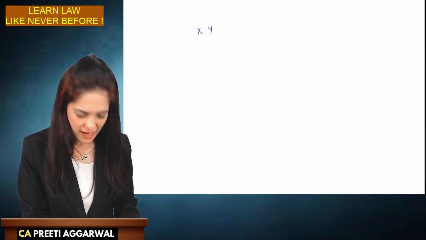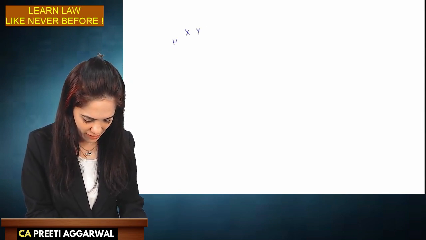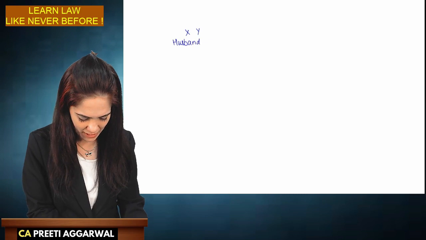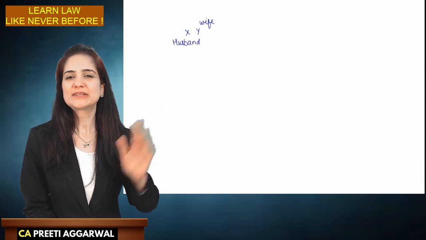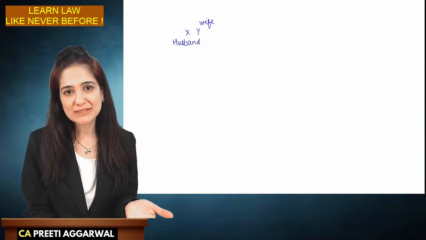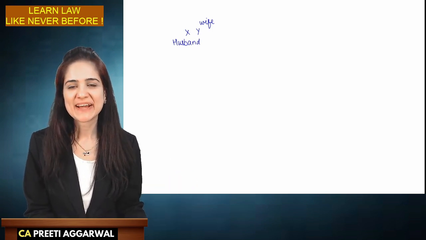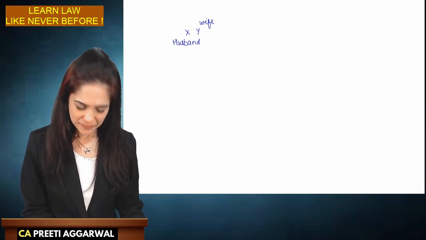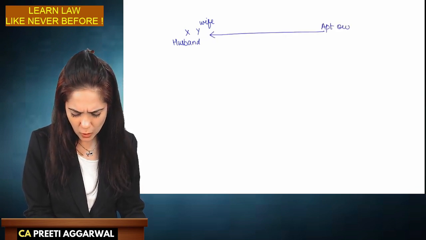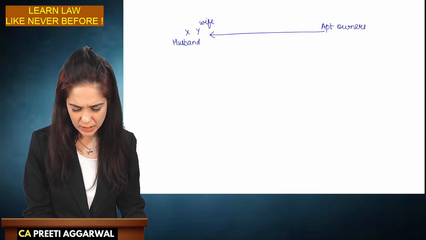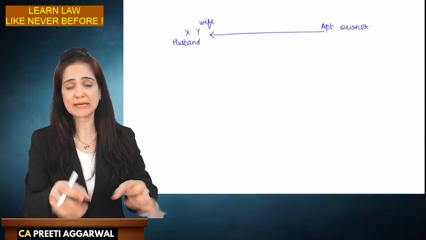Mr. X and Mrs. X, or I'll say X and Y. So X is the husband and Y is the wife. They were both enjoying a holiday in Switzerland. They had gone there for a month. So they thought that if we stay in a hotel, it is going to be very expensive. So they rented an apartment. Now the apartment owner informed them about all the terms and conditions at the time of contract.